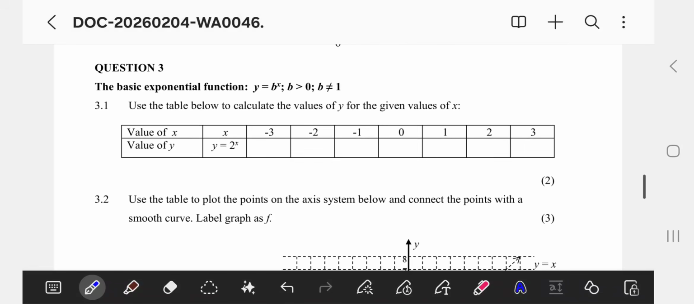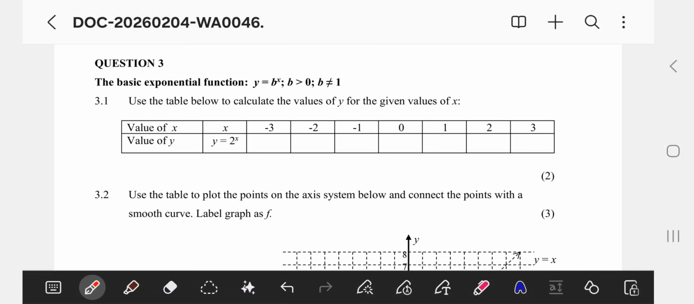Okay, next we have question 3. And it says the basic exponential function y is equal to b to the power x, where b is greater than 0, so b is the base, and b is not equal to 1. Now yes, this is the very, very basic exponential function. It says use the table below to calculate the values for y for the given values of x.